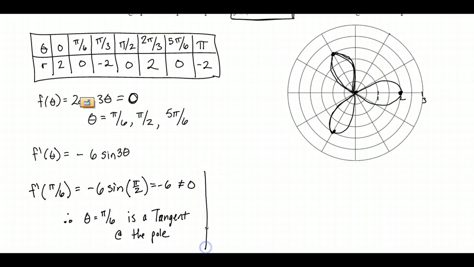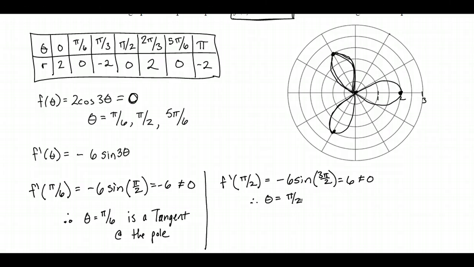And I have to just do the same thing with the other 2 angles. So plug pi over 2 into the derivative. So I have negative 6 times sine of, if I plug pi over 2 into this thing, I create 3 pi over 2. And sine of 3 pi over 2 is negative 1 times the negative 6. That gives me 6. Well, obviously 6 does not equal 0. Therefore, when theta is equal to pi over 2, that is a tangent at the pole.